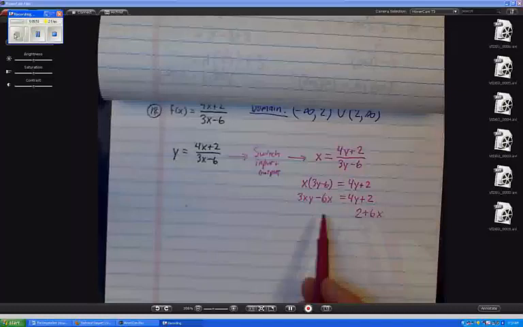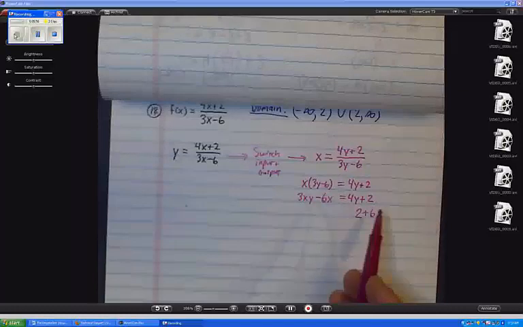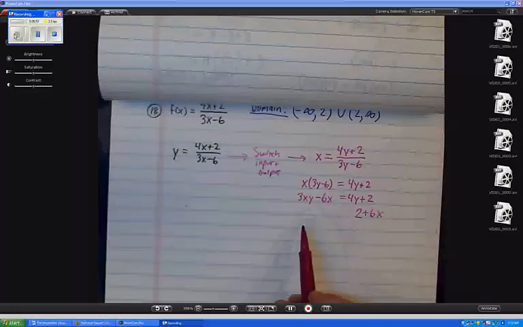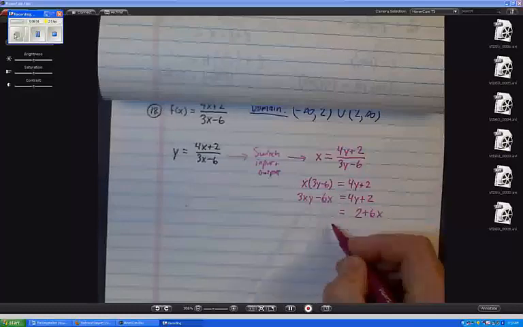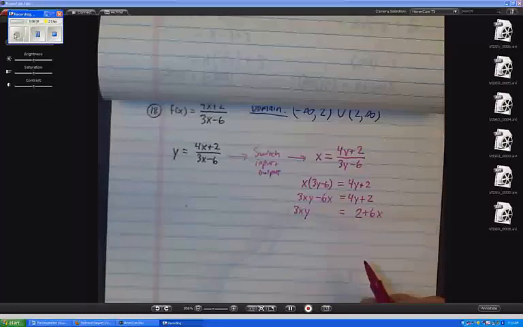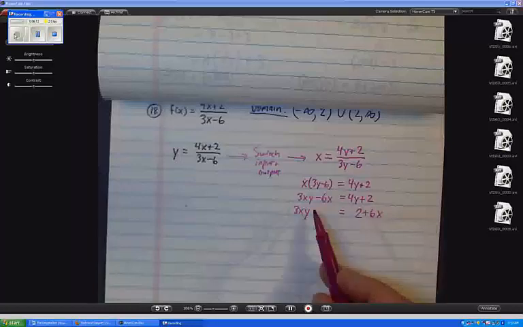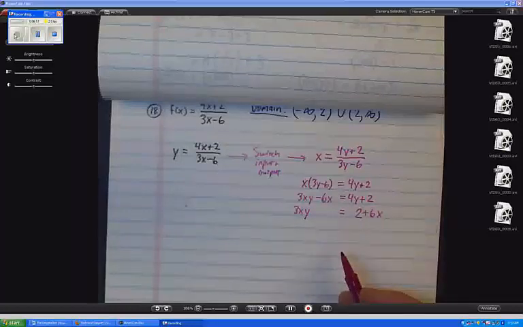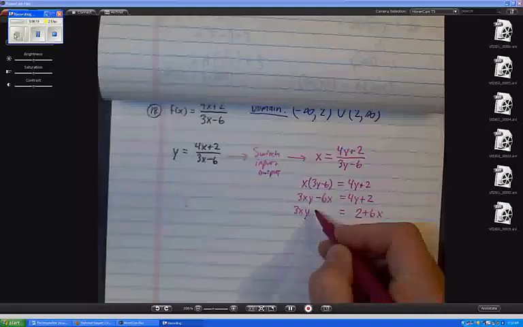And then I'm going to say that that equals 3xy, and you know what else I want to do? I'd like to bring this y over there. So what am I going to do to both sides? Subtract 4y. And so I'll have 3xy minus 4y is equal to 2 plus 6x. Why the heck did I do that? Well, there's a trick I'm going to do now.